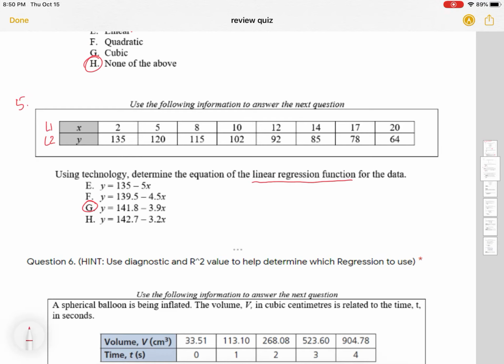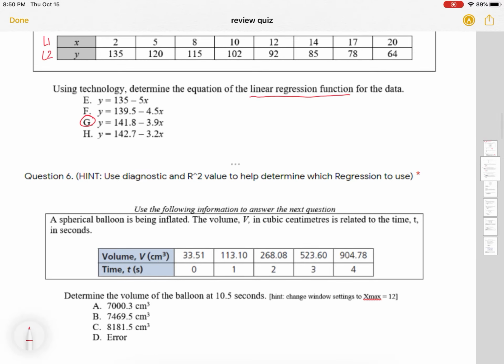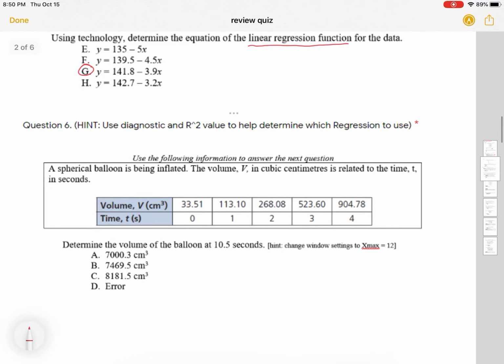141.8 minus 3.9x. Okay, so if you don't know how to do a linear regression, come early tomorrow and we can go through them between 12:40 and 1 o'clock, and I can walk through linear regressions with you.